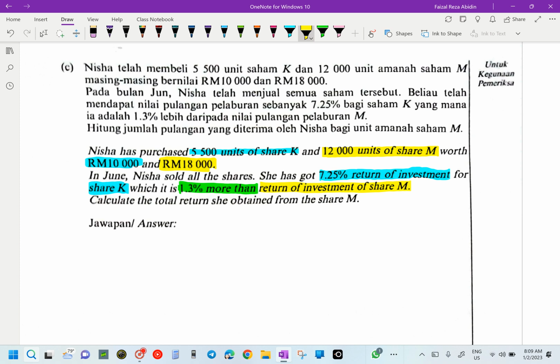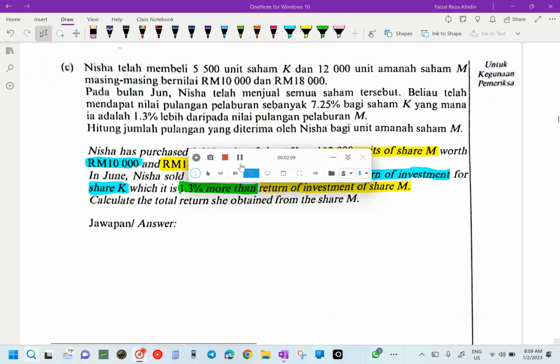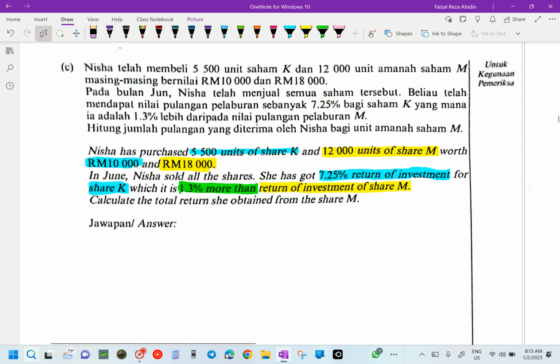The question: calculate the total return she obtained from the share M. Okay, we are going to find the total return.